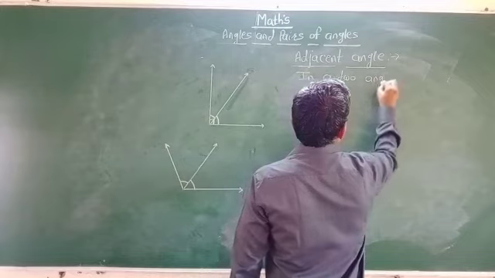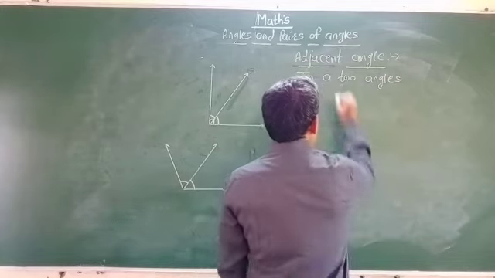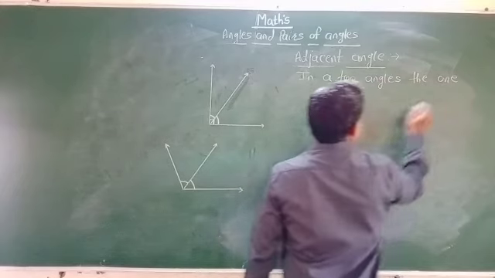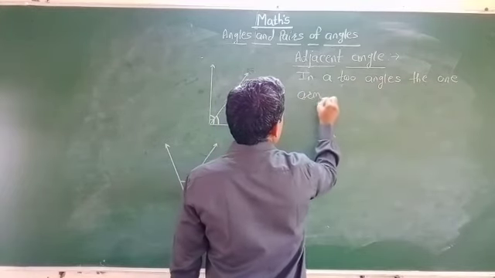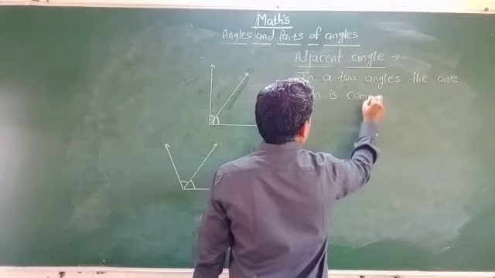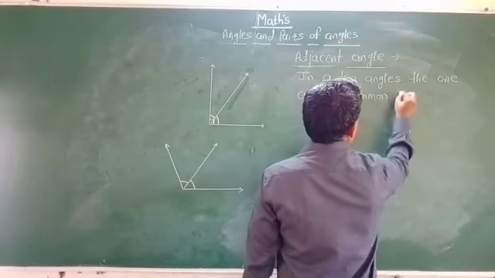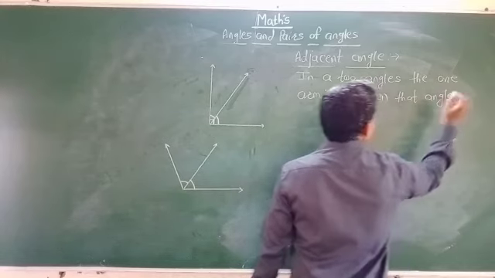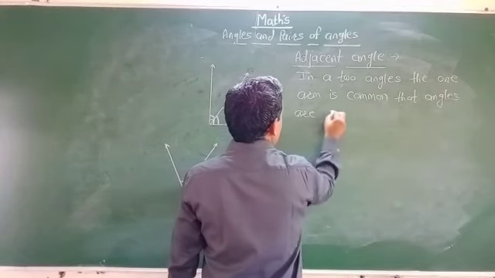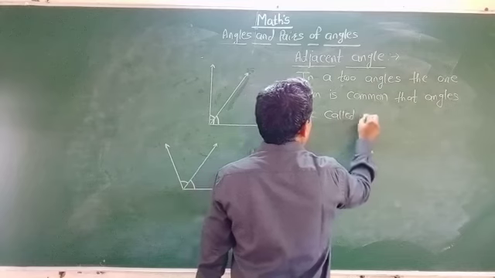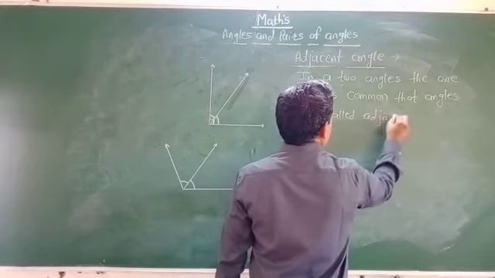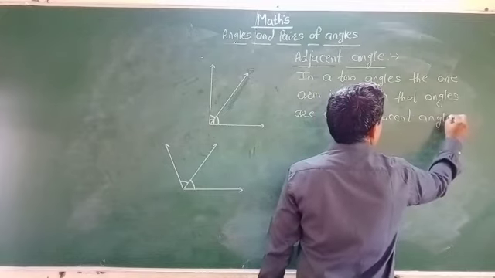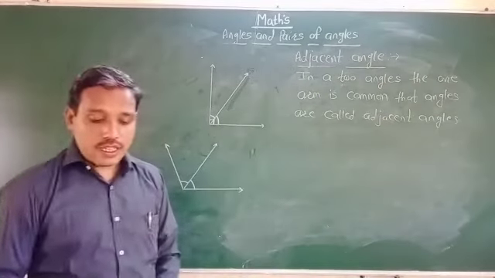In two angles, if one arm is common, those angles are called adjacent angles.